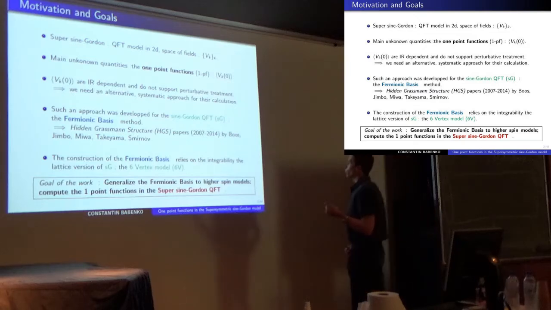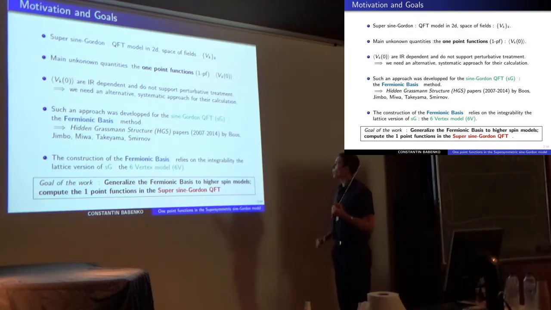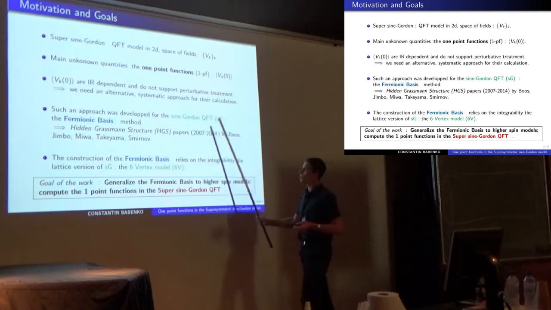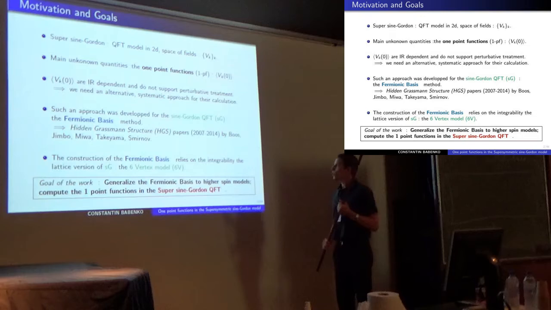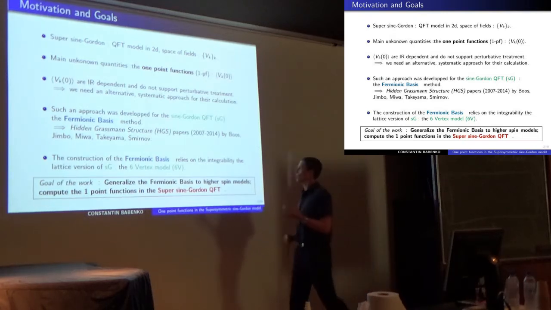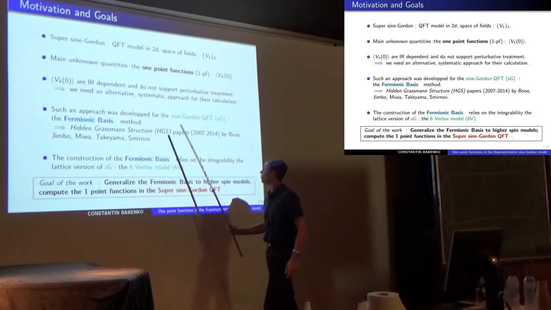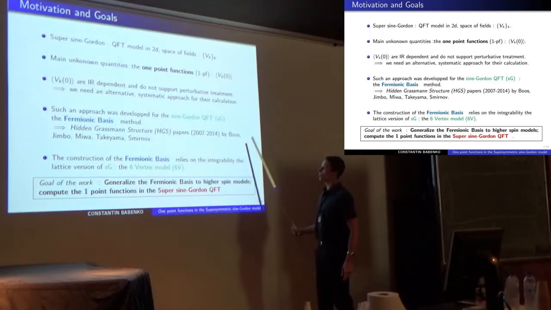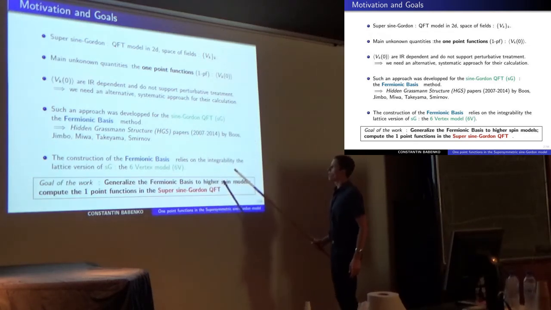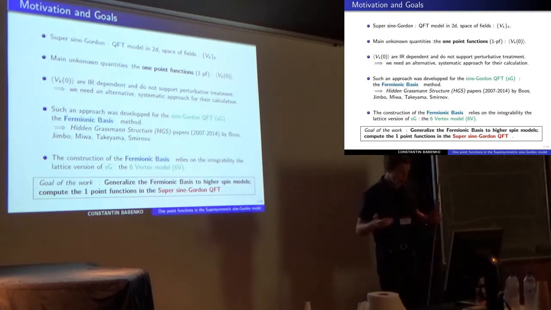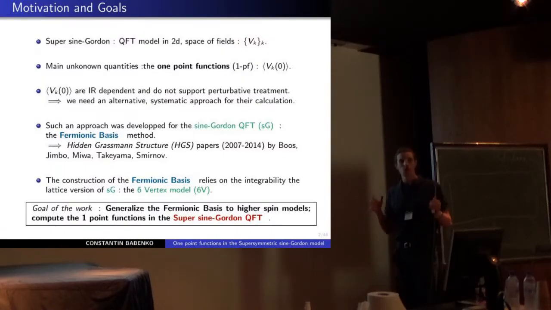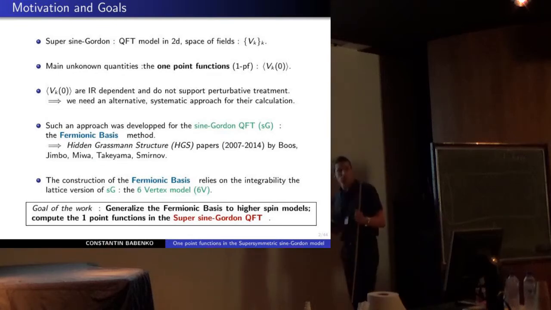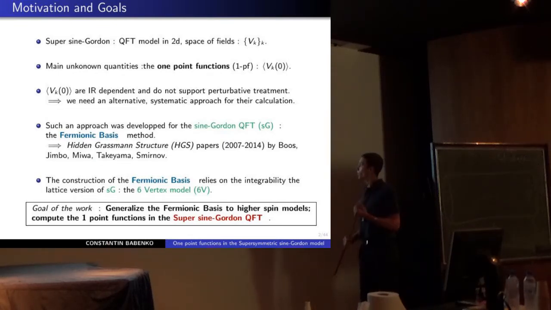Basically, such an approach exists in the specific case of the sine-Gordon QFT and goes by the name of the fermionic basis. This fermionic basis has been developed in this series of papers, the hidden Grassmann structure papers, by this group of people: Boos, Jimbo, Miwa, Takeyama, and Smirnov. And this hidden Grassmann structure story started with the study of the factorization property inside the lattice six-vertex model, which is the lattice regularization of this sine-Gordon.